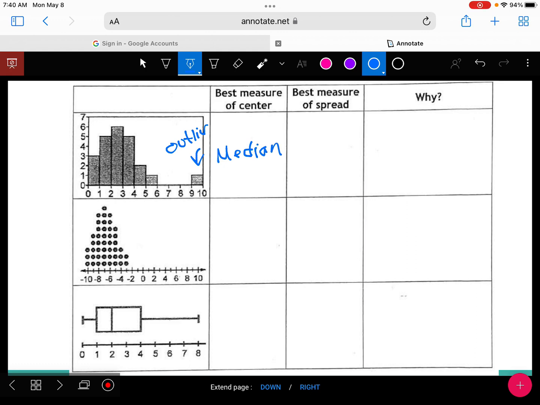Since I used my median, to do my measure of spread we're going to do our box and whisker plot, just like we did on Friday. So our spread is measured with our interquartile range, because there's an outlier. So we use the median and the interquartile range because there's an outlier.